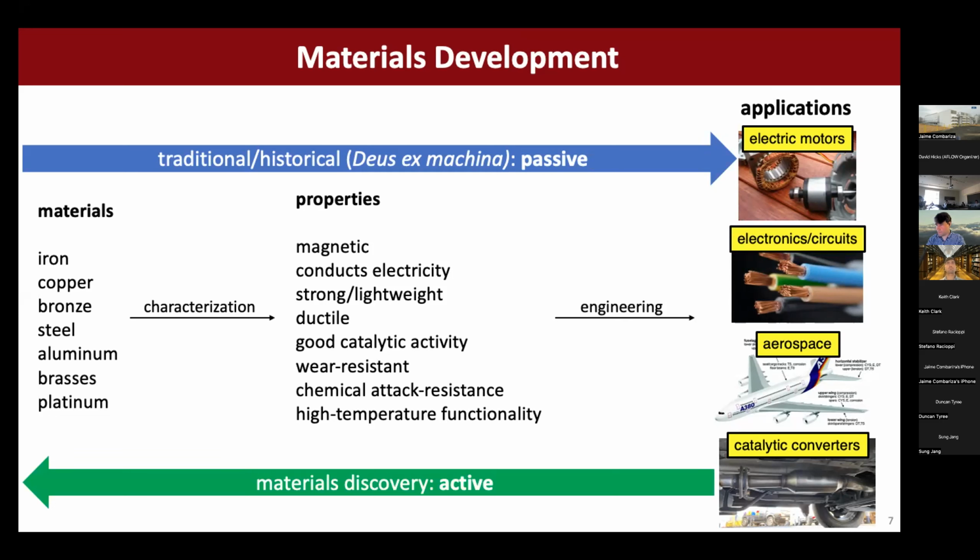We start off with the application in mind. Let's take a catalytic converter as an example. We know that we need high temperature functionality. We need good catalytic activity, probably nice mechanical properties. So we take that set of properties and we look for the material that optimizes that set, whether it be naturally occurring and known or a hypothetical structure.